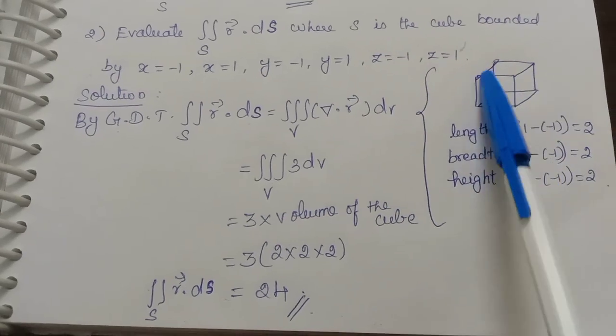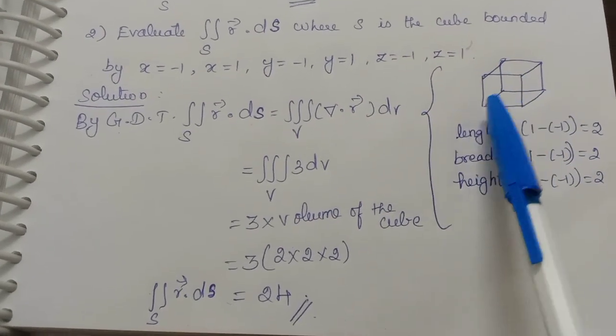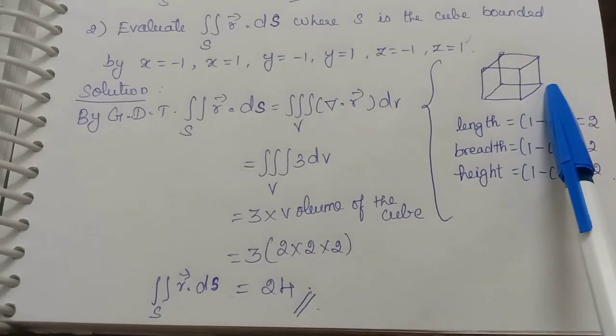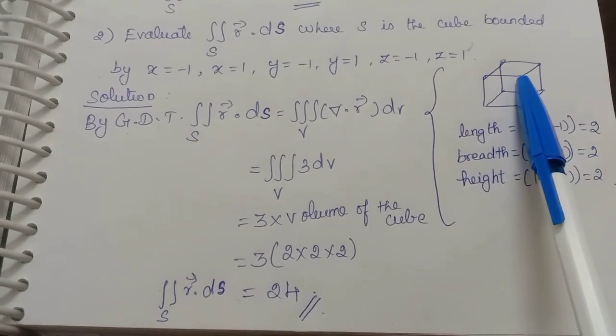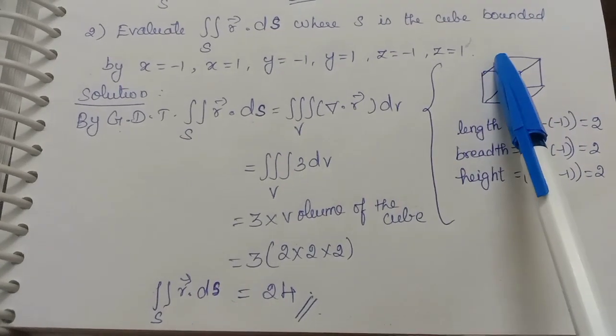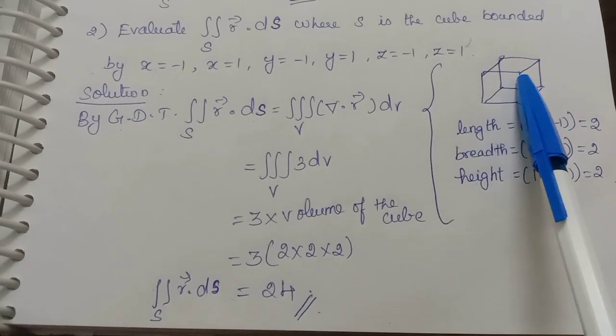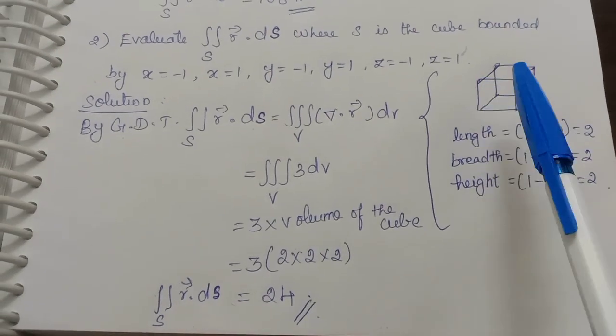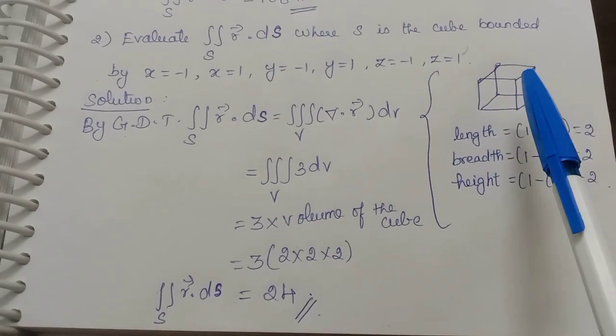So this is the given solid. Okay, so if this is x equal to minus 1, this will be x equal to plus 1. If this is y equal to minus 1, this will be y equal to plus 1. And similarly, if this is z equal to minus 1, this will be z equal to plus 1. That's all. So over this cube we have to evaluate.